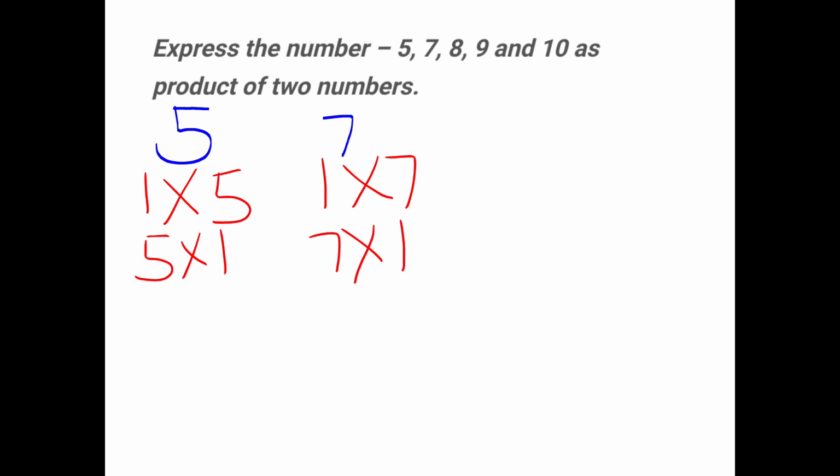So to the next number, which is what? 8. Let's express 8. We can say 1 multiplied by 8, right? Good. Another one, 2 multiplied by 4. Good. We can also say 4 multiplied by 2, which is the same thing, right? Good. And I can also say 8 multiplied by 1, which is the same thing as saying 1 multiplied by 8. So we don't need to repeat them, right? Good.